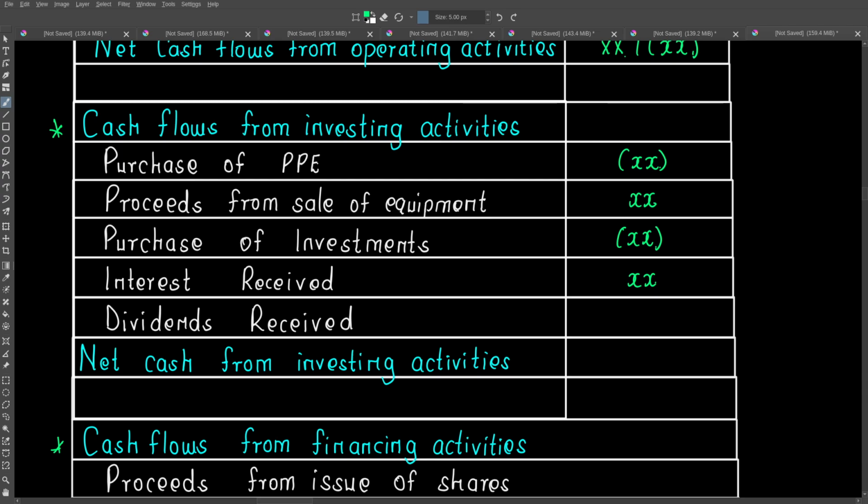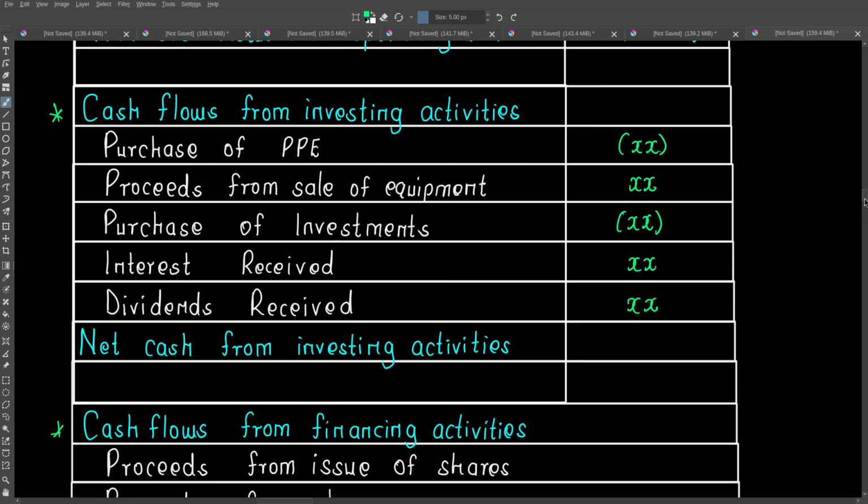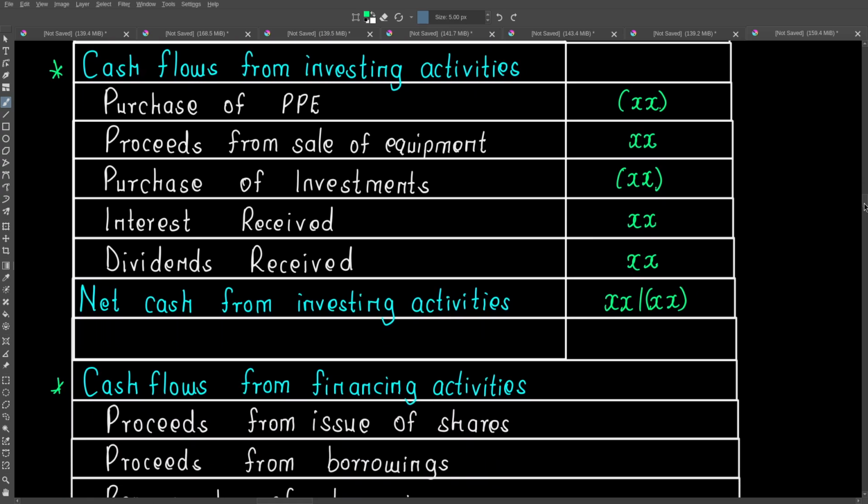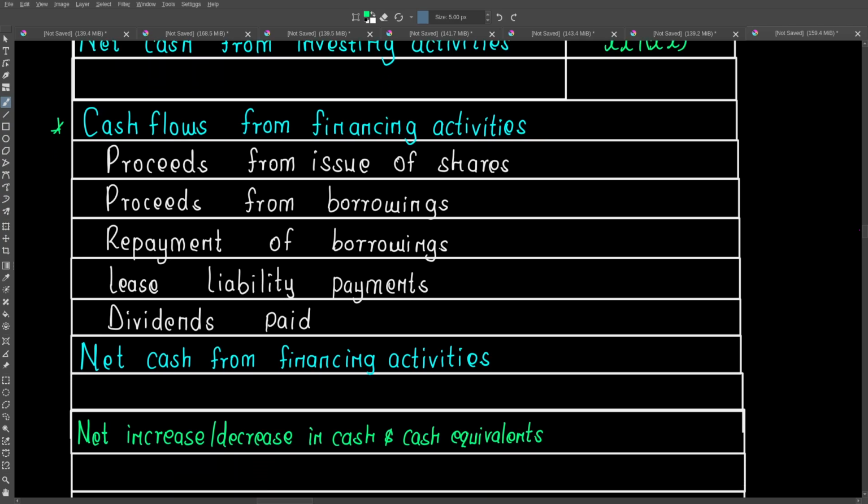What about dividends received? This is for investing activities, remember, not financing. These dividends you're receiving are because you have shares in another company. So this is a cash inflow. Here you're going to have a total, which could be positive or negative depending on whether the cash inflows are more than the cash outflows. Then we go to the cash from financing activities.